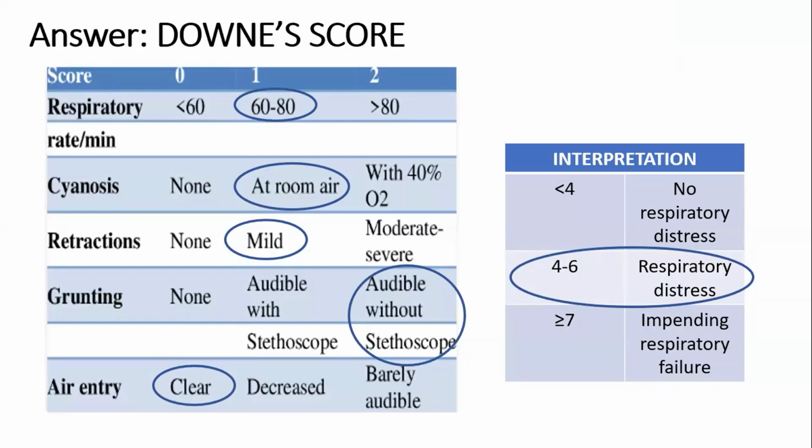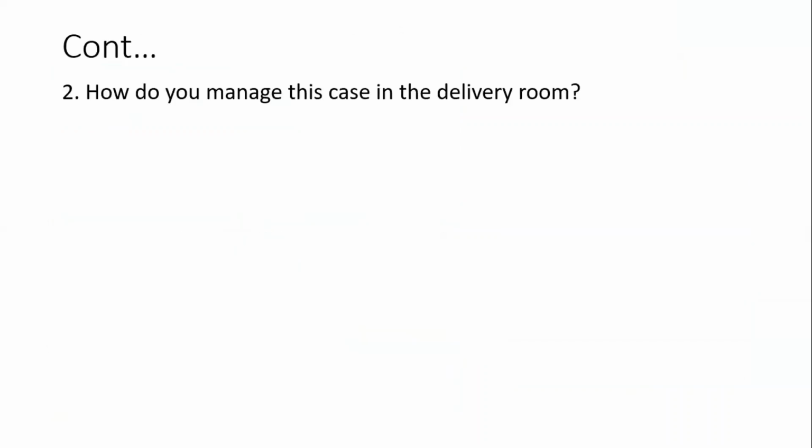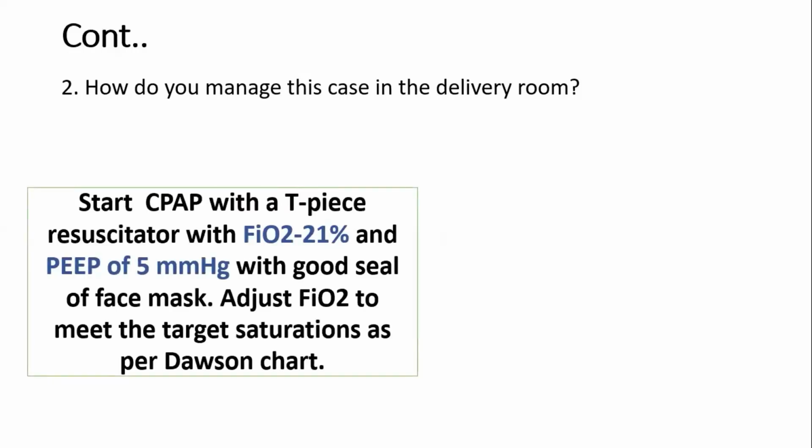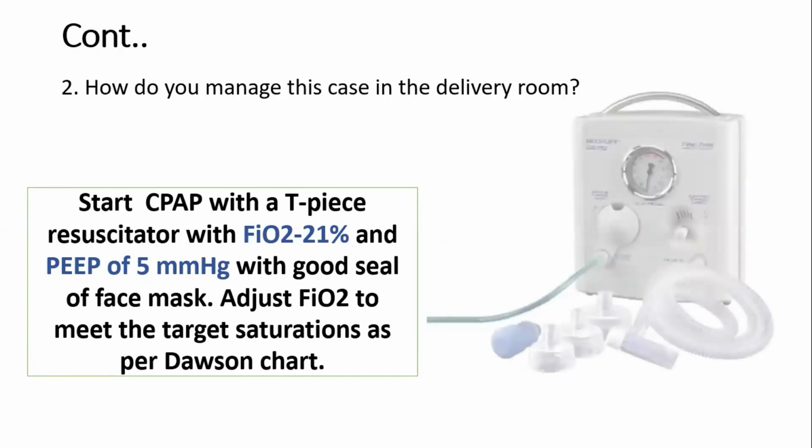Okay, sir. So the baby is in respiratory distress. The second part of the question: how do you manage this case in the delivery room? A term baby with respiratory distress, how do you manage this case? Dr. Ranganath has already mentioned adequate respiratory support, delivery room CPAP. And if you are using PPV, you should use PEEP. So that means don't use the bag, use the T-piece device. Yes, sir. So start with CPAP, T-piece with FiO2 of 21% and PEEP of 5 with a good seal, and adjust the FiO2 to meet the target saturation as per the Dawson's charts.